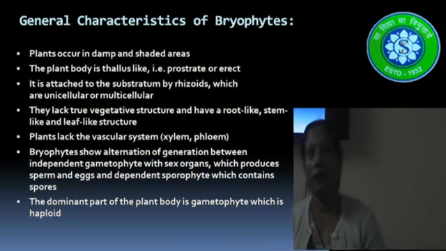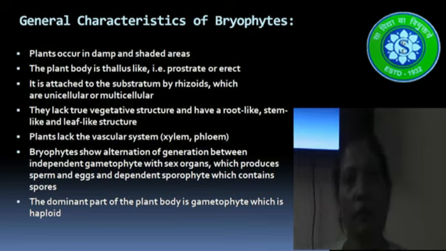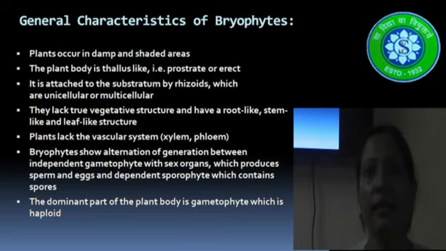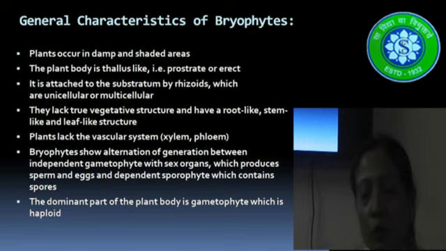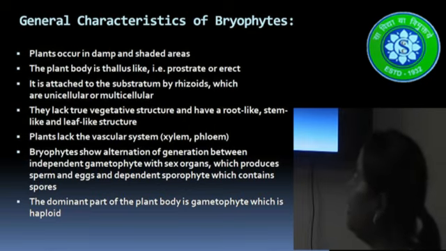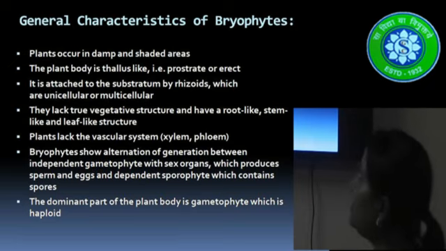At first, I will discuss the Hepaticopsida. Before that, we have to give an idea of what bryophytes are. Bryophytes are the lower groups of plants that grow in damp, shaded areas. The plant body is thallus-like, that is prostrate or sometimes erect. It is attached to the substratum by its rhizoids, which are unicellular or sometimes multicellular.